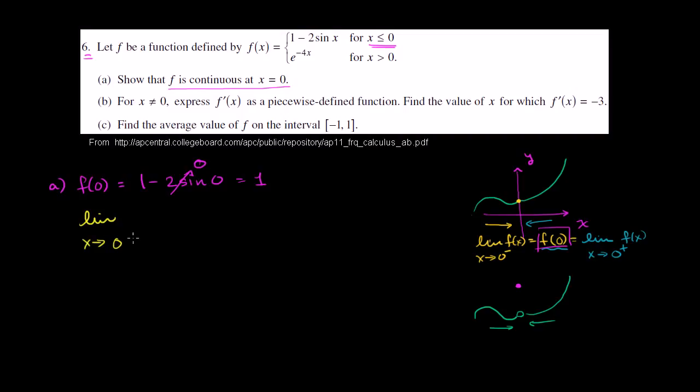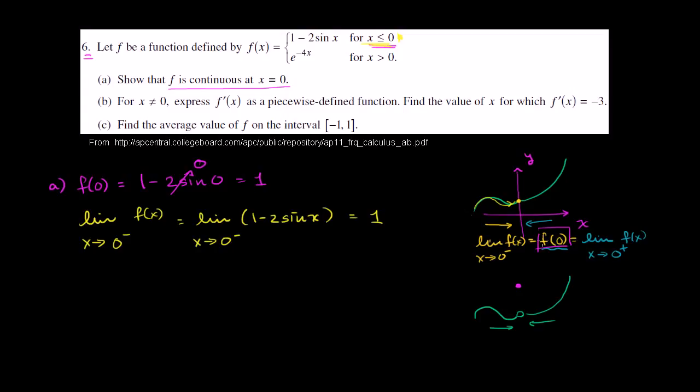Now let's think about the limit as x approaches 0 from the left-hand side of f of x. As we approach 0 from the left-hand side, we're dealing with values of x that are less than 0. So once again, we're dealing with this first case up here. So this is the limit as x approaches 0 from the left-hand side of 1 minus 2 sine of x. Now, sine of x is a continuous function. So this is going to be the same thing as 1 minus 2 sine of 0, which we've already figured out is exactly equal to 1.